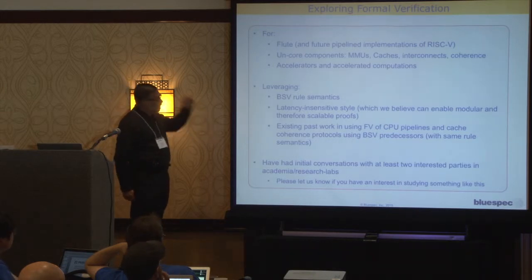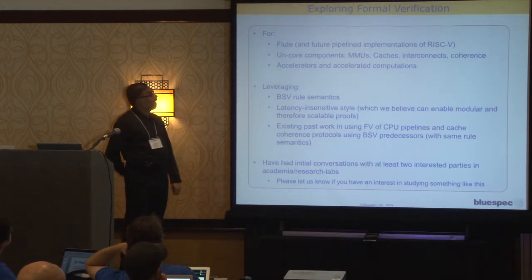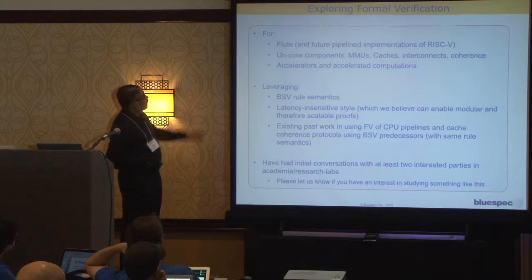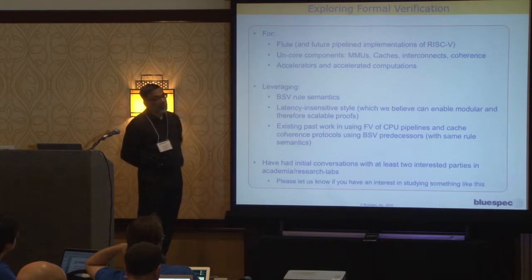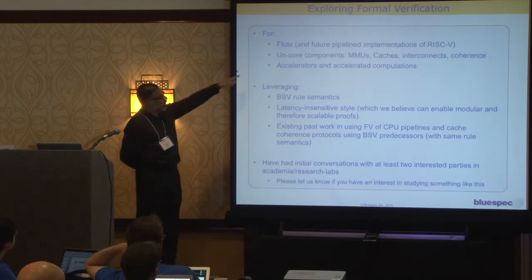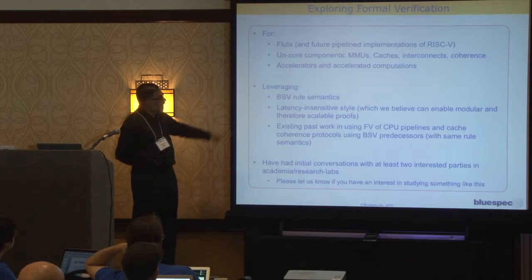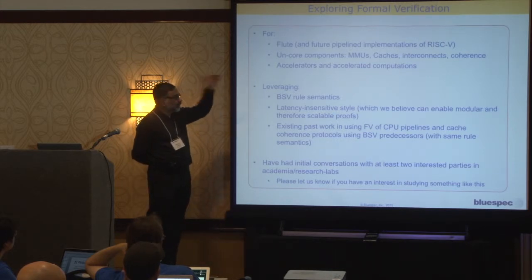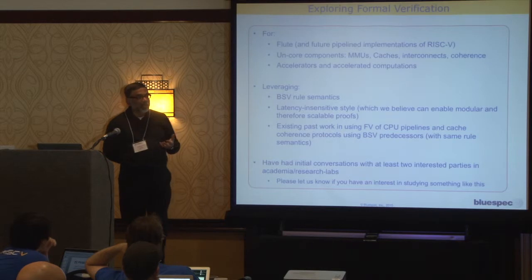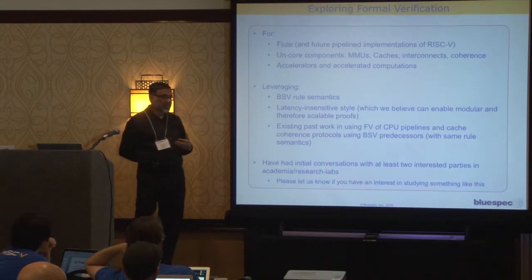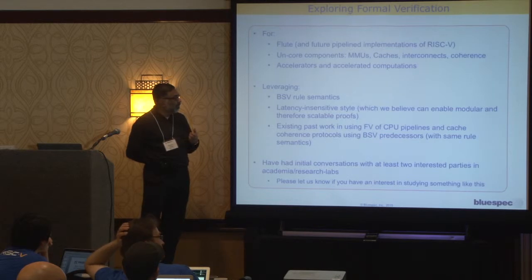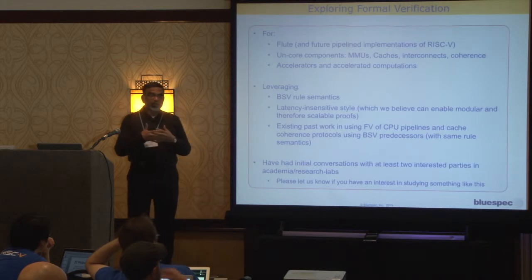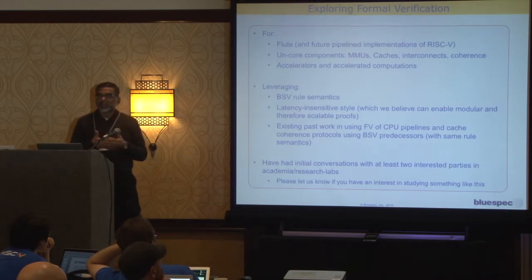Okay, this is very speculative stuff at this point, which is exploring formal verification. We want to start with formal verification for Flute, and maybe shortly thereafter go into things that are just outside the core itself. And then in the future, get into things like accelerators and so on. Basically, what we're leveraging is BSV rule semantics. This is really the key golden nugget in BSV as far as formal reasoning is concerned, and even informal reasoning from the point of view of programmers, which is that every rule has the semantics of an atomic transaction on state.